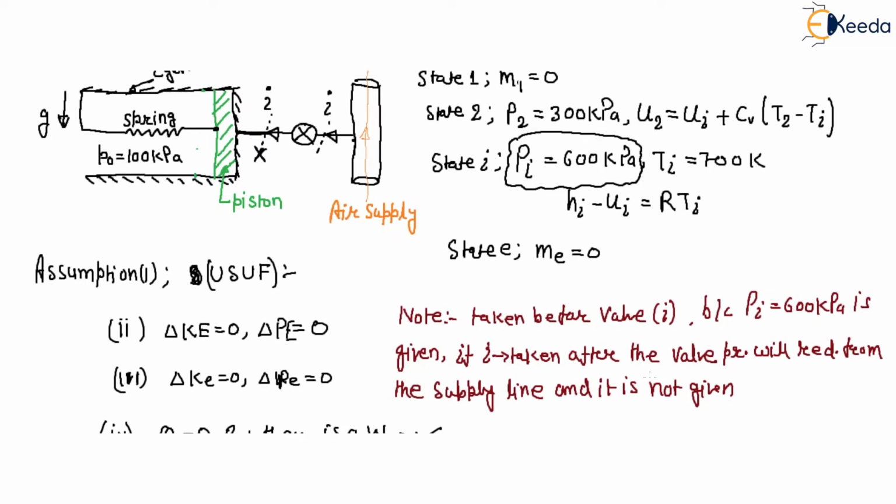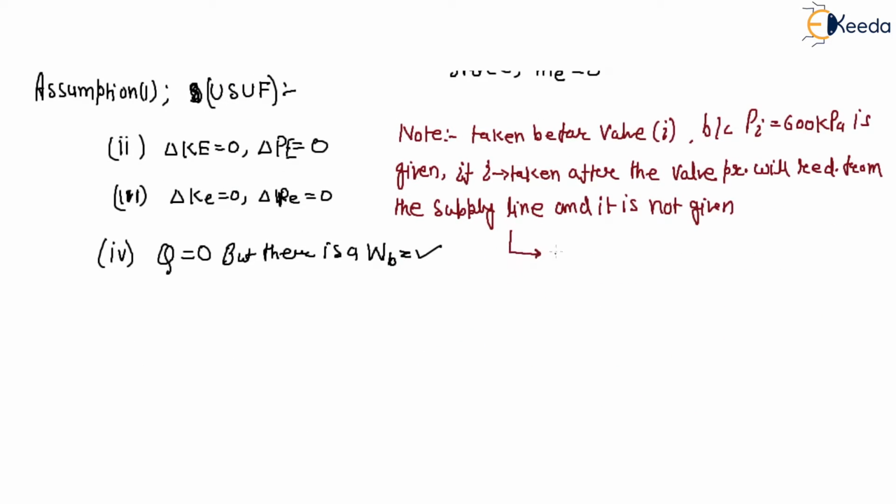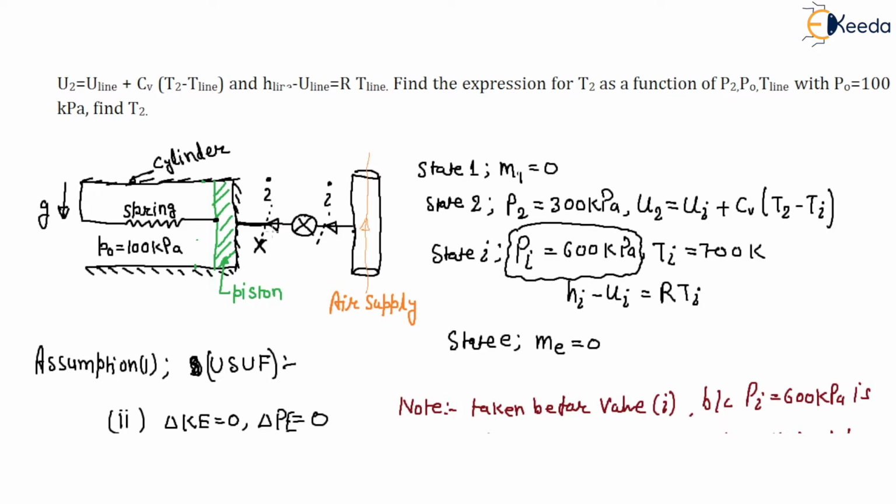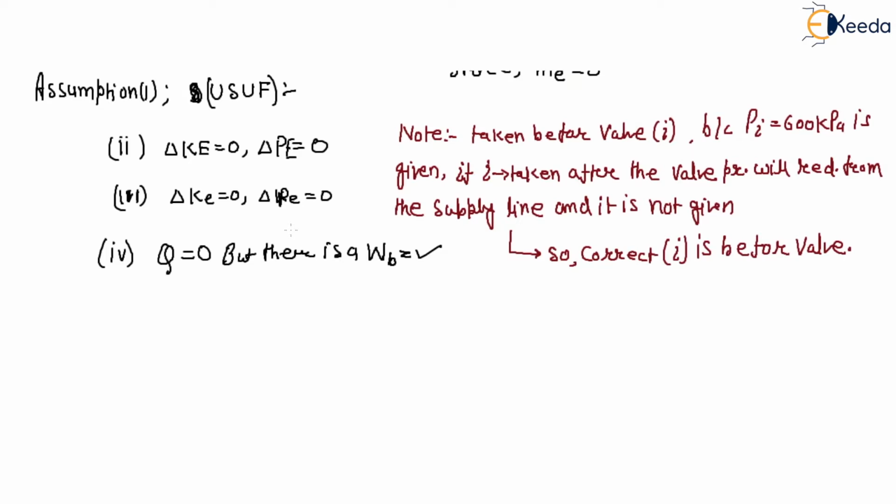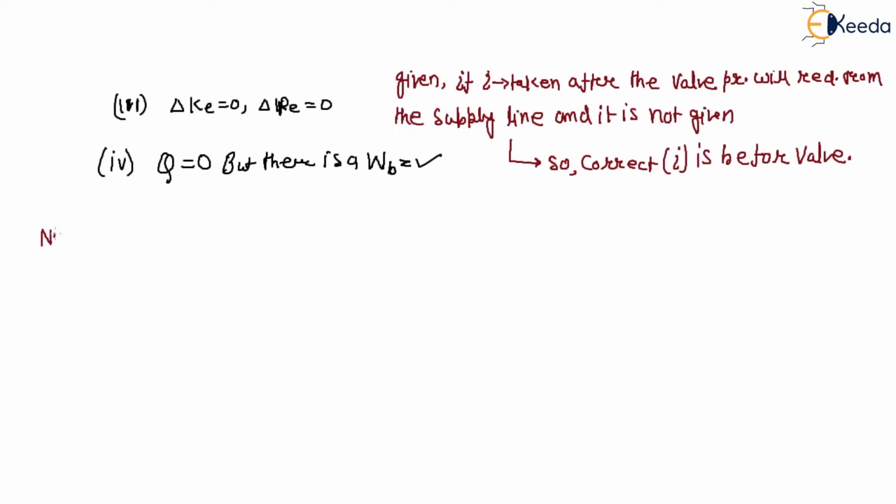So the correct i is before the valve. If this is your pressure regulating, we can take it anywhere, but it is a throttle. Keep in mind, right? This is the first thing to strike in your mind: i is before throttling. Now apply the mass balance.